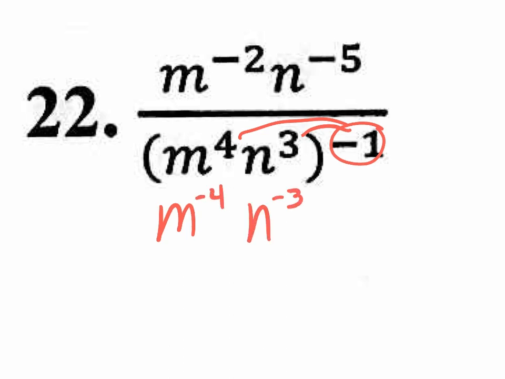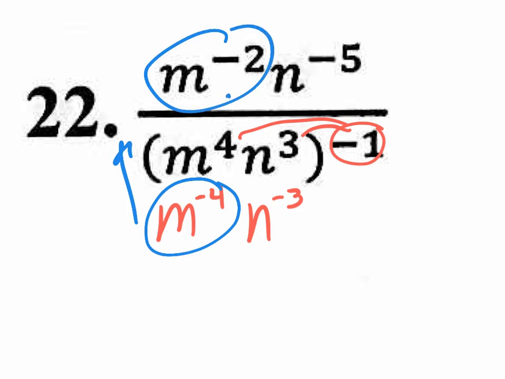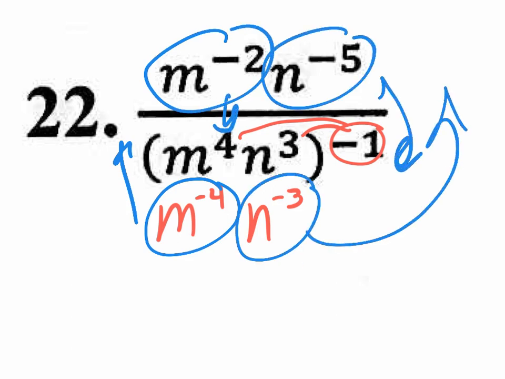Yes. Now, after that, you realize that everything, this is an m to the negative 2, m to the negative 4, n to the negative 5, n to the negative 3, everything has a negative exponent. You move it to the opposite side. So this is going to go up, this one's going to go down, this one's going to go down, and this one's going to go up. So we're going to switch everything.